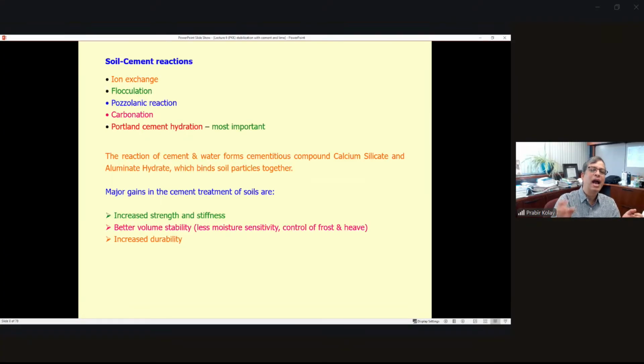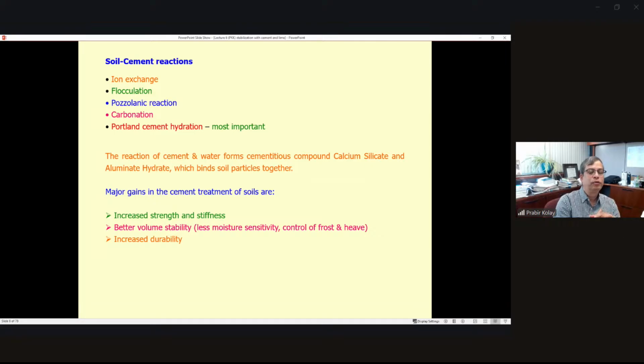So now when you add cement to clay or soil, what are the different reactions that take place? You need to understand that. Ion exchange reaction takes place. There will be flocculation, pozzolanic reactions, carbonation reactions, and then also cement hydration. That is the most important, cement hydration.